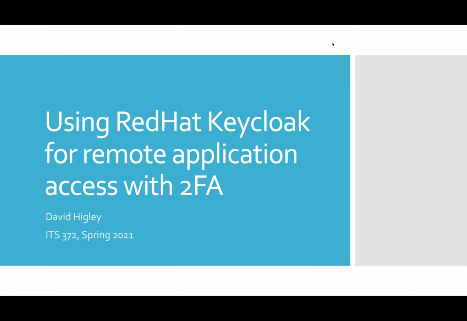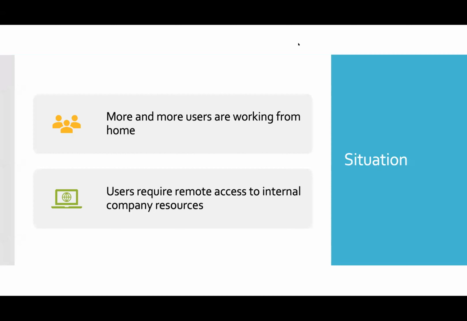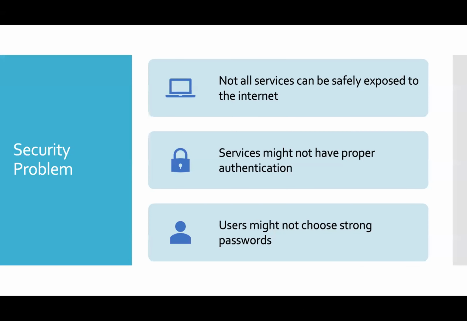So my project is going to be using Red Hat Keycloak for remote application access with 2-factor authentication. So the situation is that, through coronavirus and things like that, many users are working from home, and those users require remote access to web applications and internal company resources that they'd normally be able to access on the internal company network. But users need to access these resources securely.